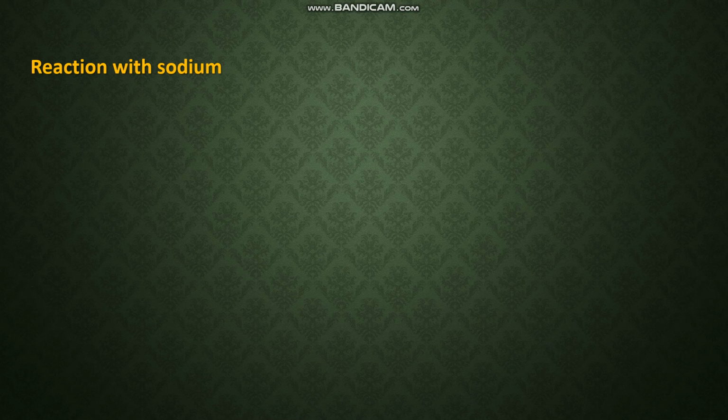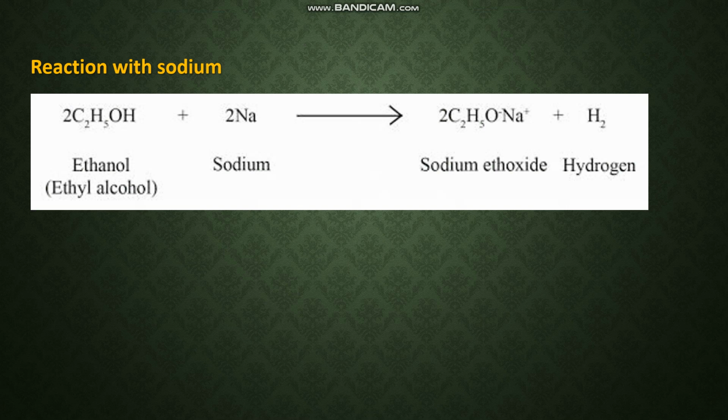Now let us see the reaction of ethanol with sodium. What is the chemical equation of that? So you know, ethane molecular formula is C2H6. In that, one hydrogen is replaced by OH group, that is the ethanol. So its formula is C2H5OH.